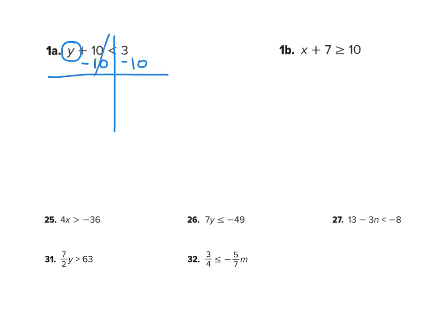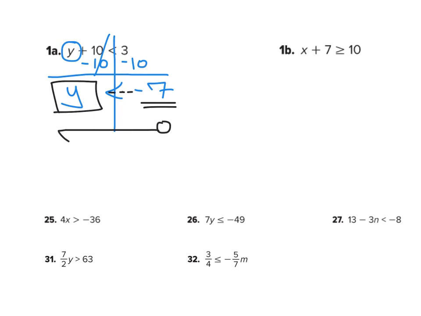10 minus 10 is 0, and I'm left with y is less than -7. Now in this case, my variable is on the left, so I will shade my number line starting at -7 with an open circle. Think of this as an arrow. I would shade the number line to the left because my answer could be anything less than -7.